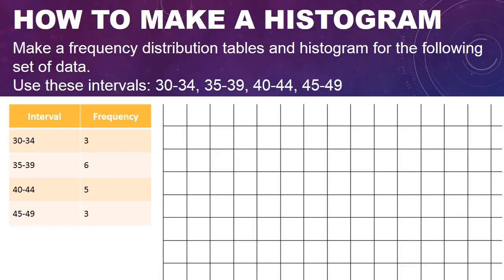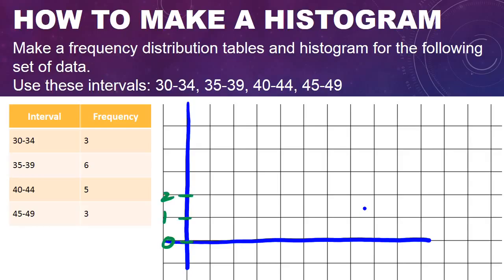So now that we have our interval and frequency table created, we need to draw out our bar graph. So we're going to make our vertical and our horizontal axis here. There's our vertical axis, there's our horizontal axis. We're going to label our vertical axis. This is the frequency that the data happens. So the bottom is 0, 1, 2, 3, 4, 5, and 6.